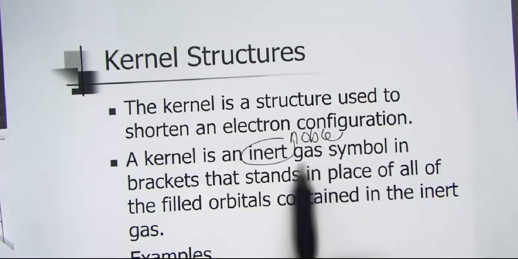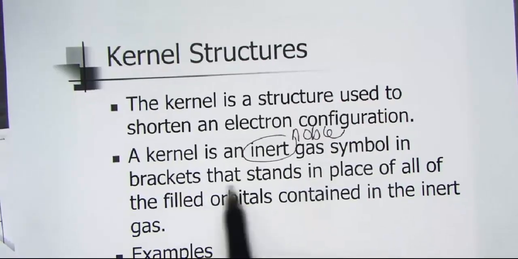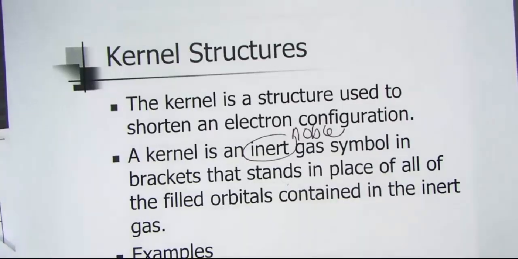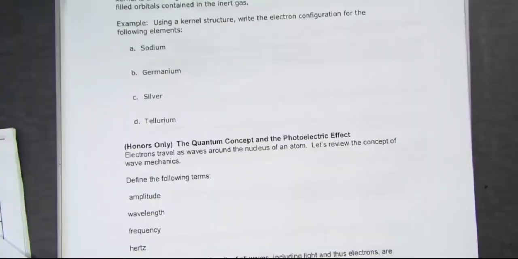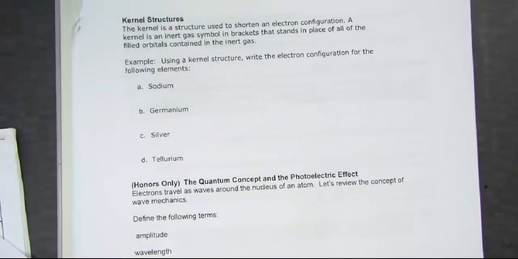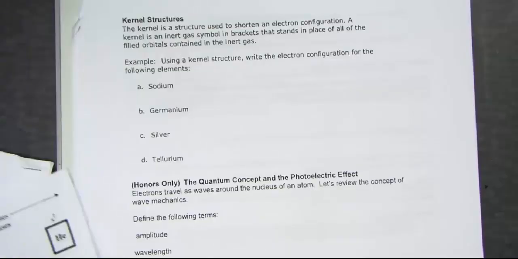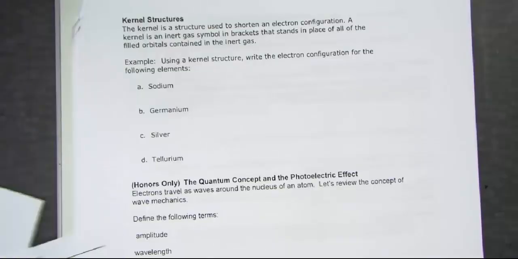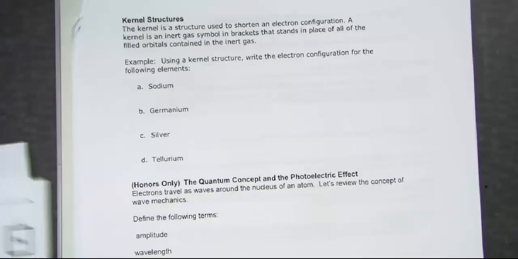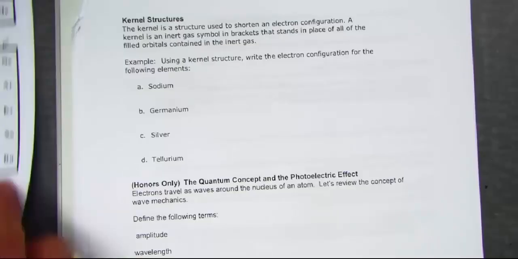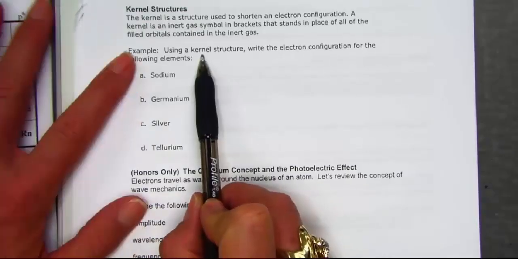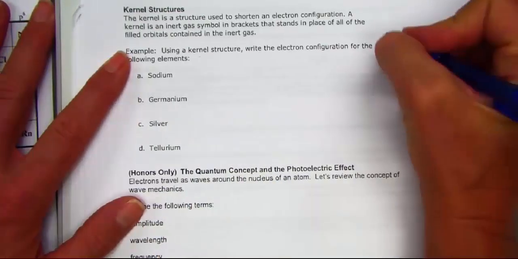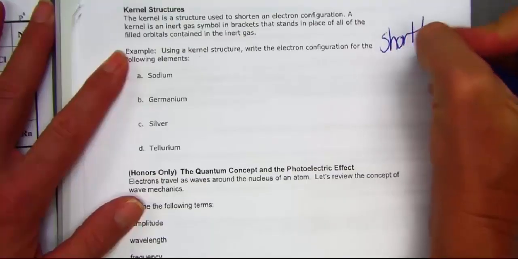We place the noble gas in a bracket, and that stands in place for all of the filled orbitals contained in the inert gas. The last noble gas you pass through before you arrive at the target element saves you from writing all of the electrons previous. Let me make some sense of this. Let's use a kernel structure. And when I say kernel structure, to me that means shorthand.